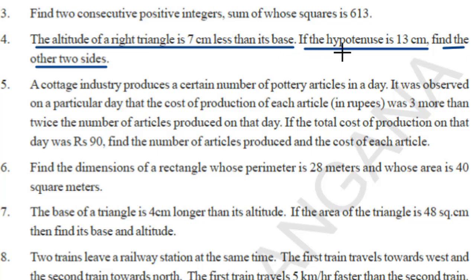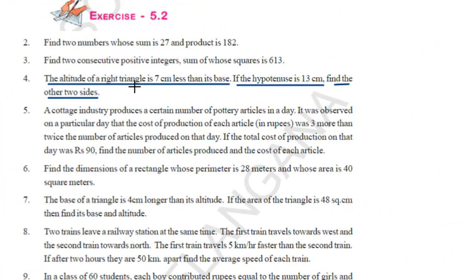And one more thing we have, that the hypotenuse length is given as 13 cm. So using these 2 points, we need to find the length of the other two sides. So here other two sides are nothing but altitude and base. So we need to find the length of the altitude and length of the base of the right angle triangle. So let us see how to find this.